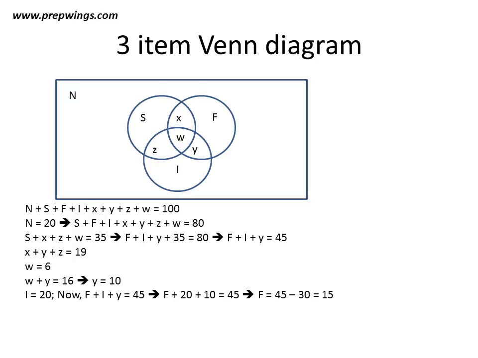Now we know that F plus I plus Y is 45. So we'll put I is equal to 20 and Y is equal to 10 here. So we'll get F plus 20 plus 10 is 45. So F will be 45 minus 30, which is 15. And F is the number of students studying only French. That was the question. So the number of students studying only French is 15.